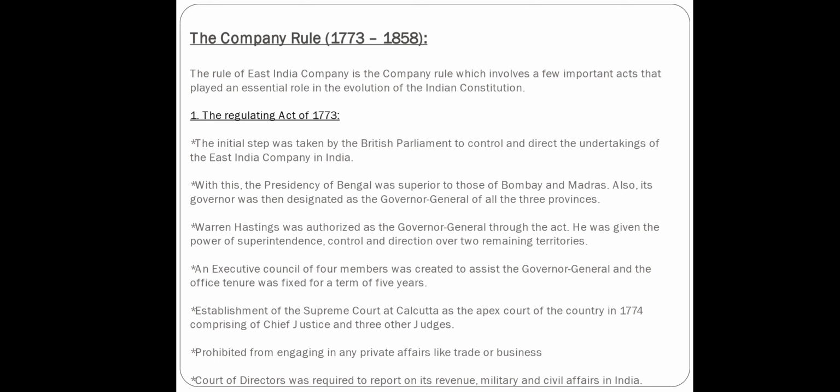So it not only provided the executive council, but it also created a Court of Directors, which was required to report to the Governor General or the governors on its revenue, that is how much revenue is collected, how much their military spending is, and the civil affairs in India. So I hope you have understood the Regulating Act of 1773, and I'm sure you may have written those.